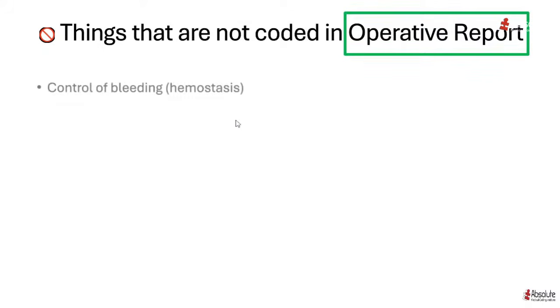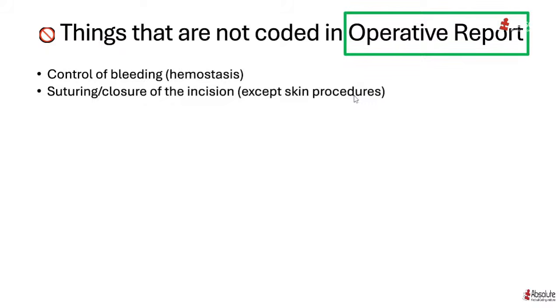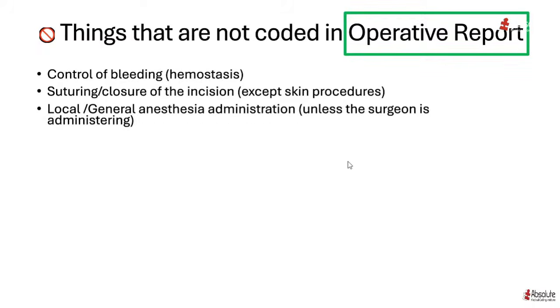Now, here we go. These are things that are commonly not coded in an operative report. I gave you the general. Now, here is the extended list. You're not going to code control of bleeding, such as hemostasis. Not going to code it. You're not going to code suturing or closure of the incision, except if you're coding for skin procedures, like repairs, right? You're not going to code local or general anesthesia administration unless the surgeon is administering the anesthesia, the general anesthesia. You're not going to code draping and positioning of the patient.